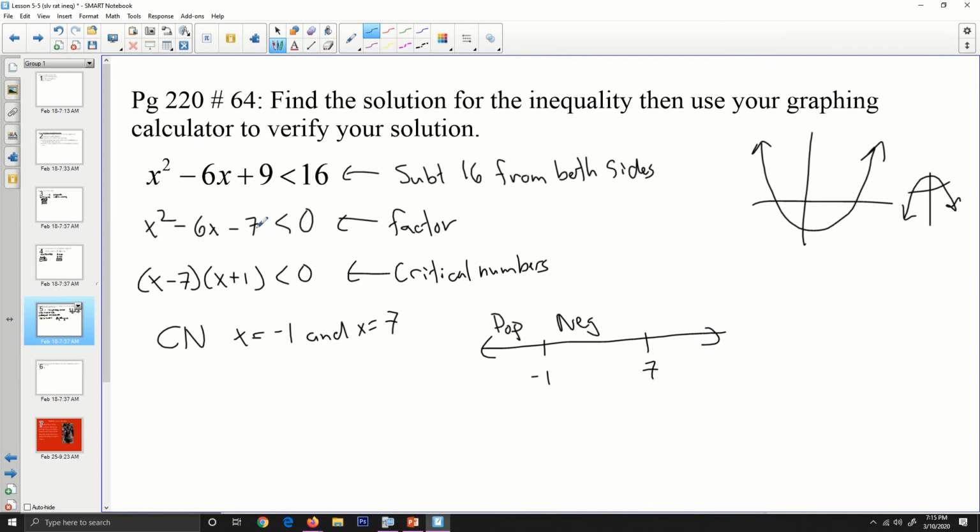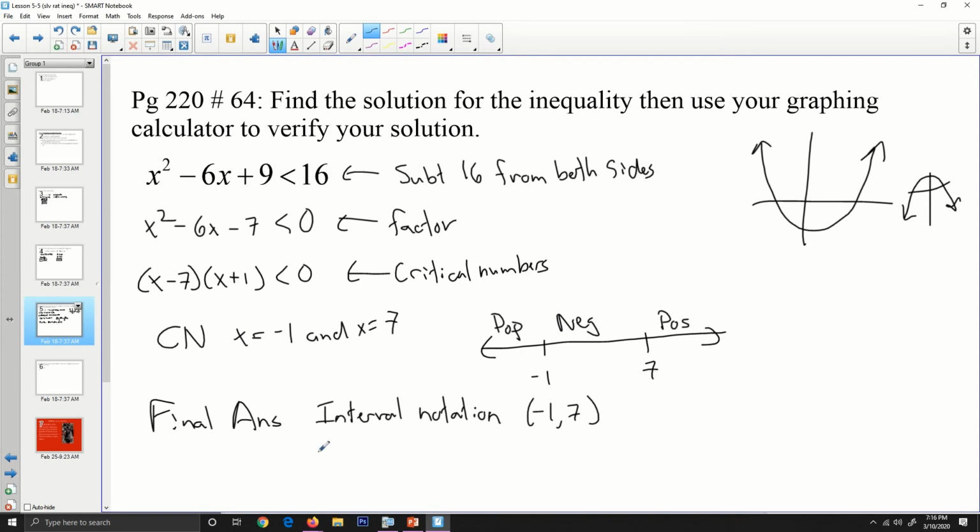Then if I pick like +10 makes this positive, +10 makes this positive. So this interval will have only positive values. So my solution is only the places on the x-axis where it's less than 0. That's where it's going to be negative. So my final answer is going to be, let's do interval notation. It'll be from -1 to 7.